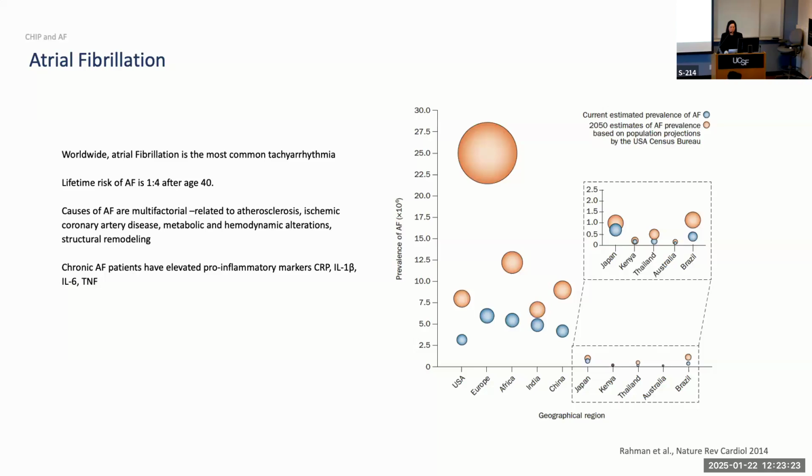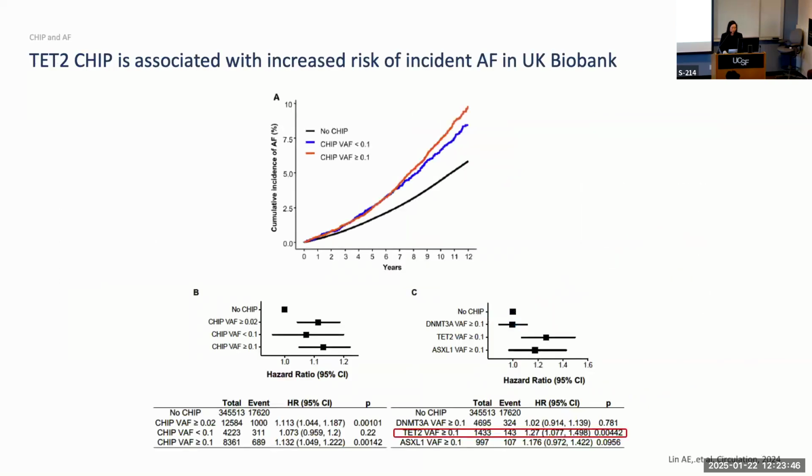We know that patients with chronic atrial fibrillation have elevated pro-inflammatory markers, and these include IL-1 beta, IL-6, and TNF. They also have elevated markers of inflammation such as CRP. And again, I'll be presenting some other data that links NLRP3 or inflammasome activation and the pathogenesis of atrial fibrillation as well. So the question that we had is, does CHIP increase the risk of developing atrial fibrillation? And specifically, does TET2 CHIP increase that risk? Hopefully you'll agree with me by the end of the work that I present here that it does.